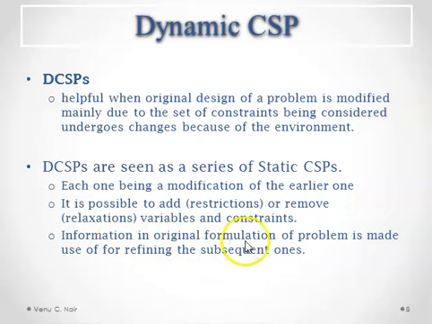The information in the original formulation of the problem is made use of for refining the subsequent ones. We may have an original formula for the problem. It is used for the refinement. Refinement means we will be making changes when we travel from 1 to 2, 2 to 3 and finally to 5. We have made a series of changes to make different CSPs and finally get to the original problem. So this process is known as refinement.